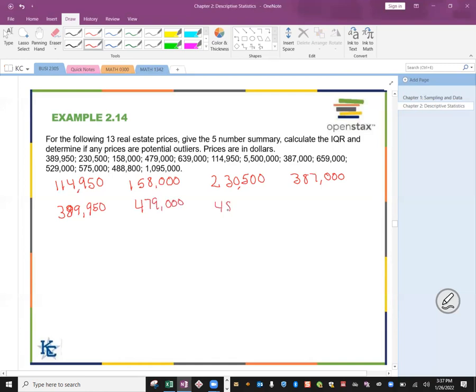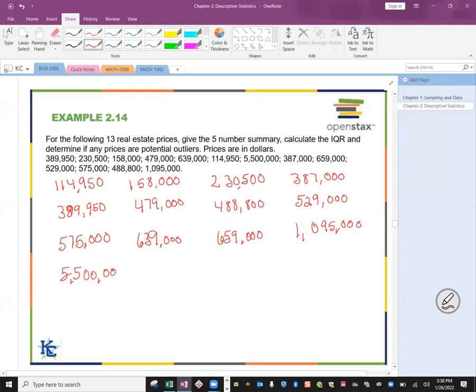We have 488,800. We have 529,000. We have 575,000. We have 639,000. 659,000. We have 1,095,000. And we have 5,500,000. So these are our values.